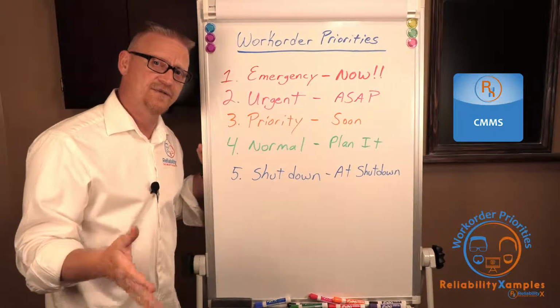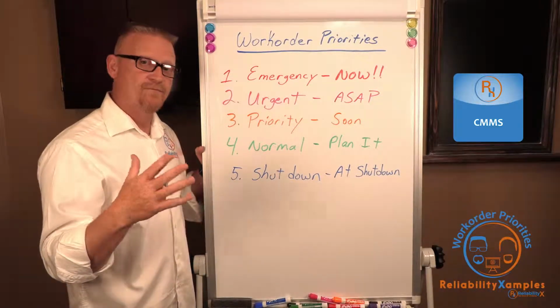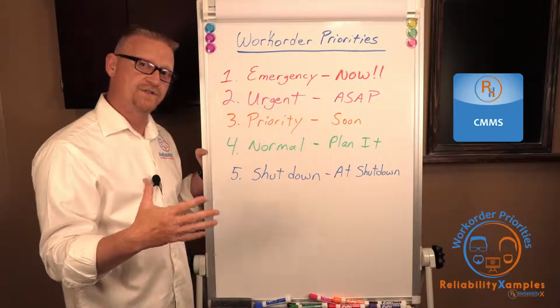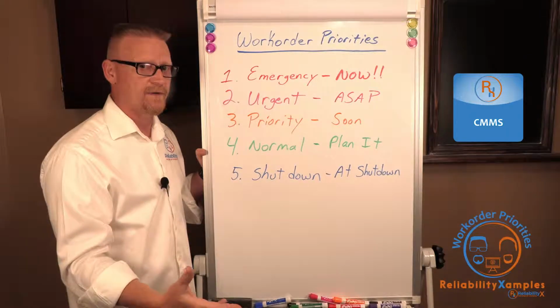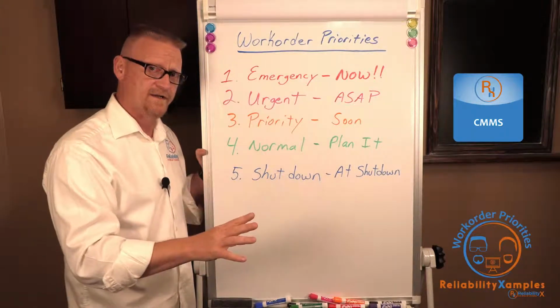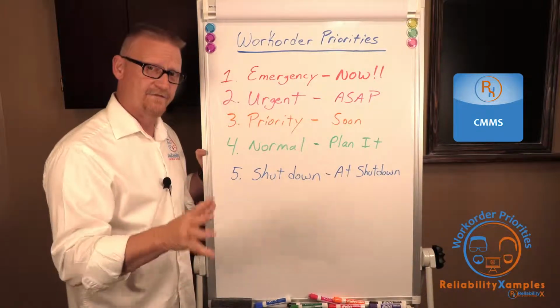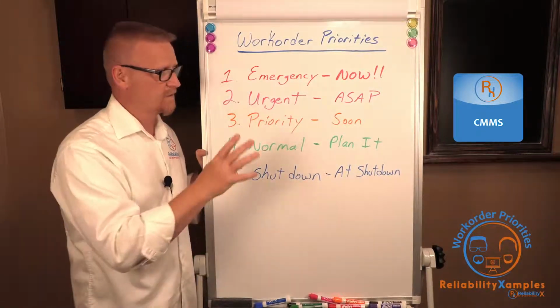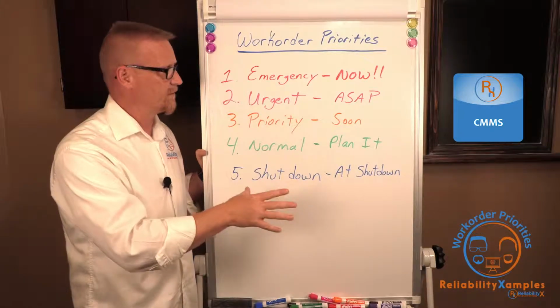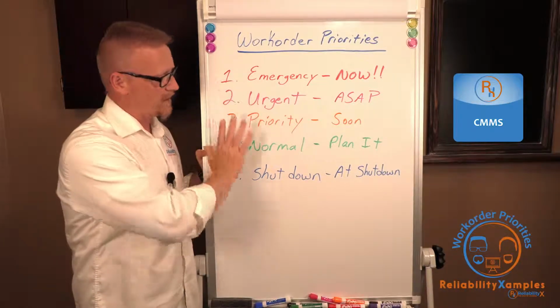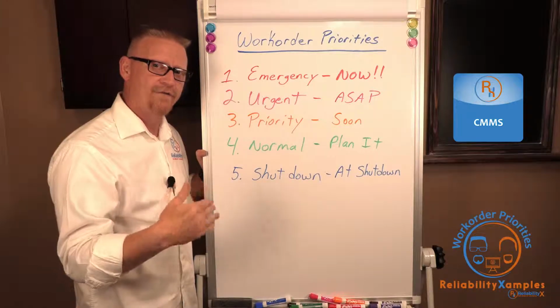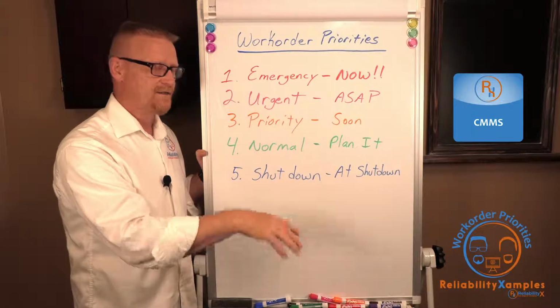Now, some common misuses. In terms of emergency, sometimes you'll see folks using that as a work order type. And we're going to talk about work order types in another video, but emergency is not a work order type. And the reason for that is it'll end up getting lumped in with corrective or breakdown maintenance or some other bucket. And so priority we like to use for how fast you have to respond.